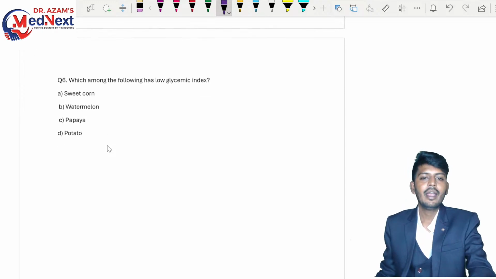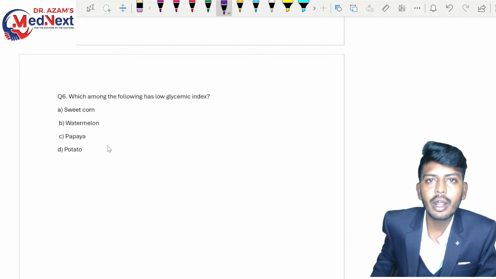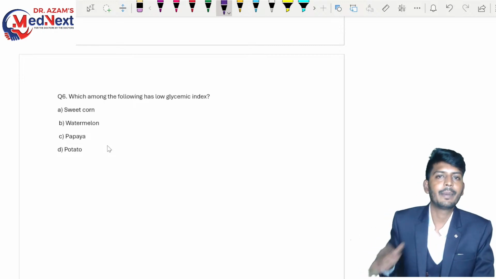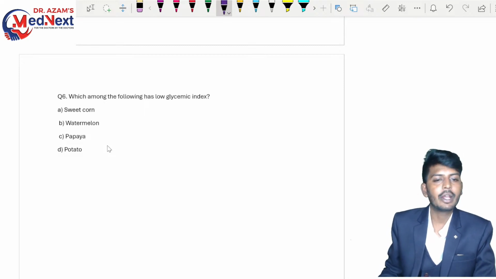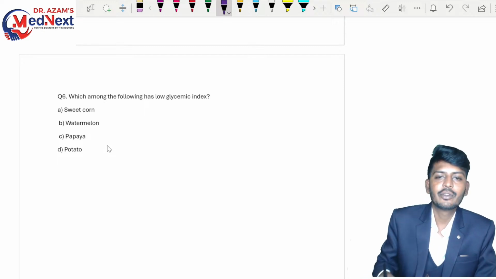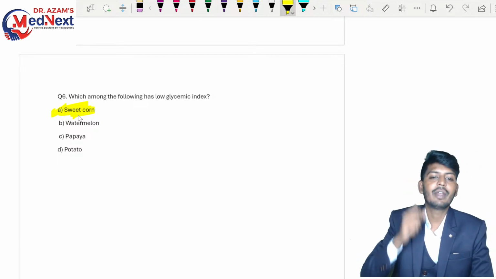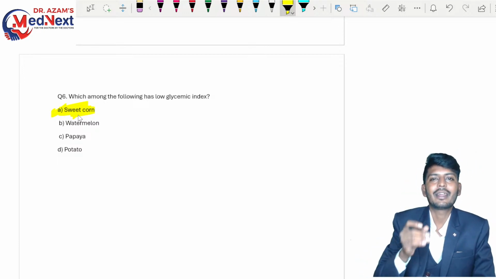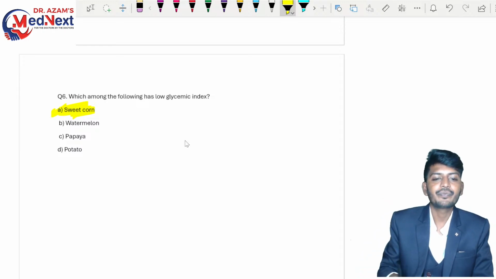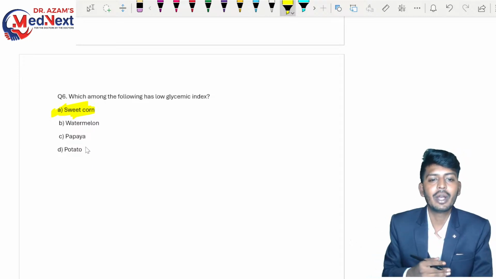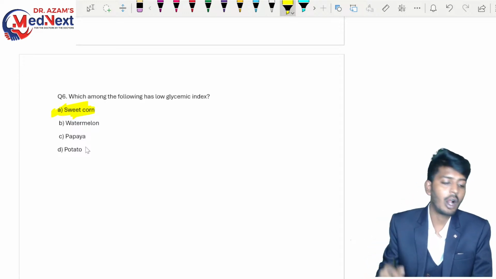Which of the following has a low glycemic index? एक है sweet corn, जो हम लोग खाते हैं. We have watermelon, papaya and potato. देखो, this is a direct fact based thing. So इसका आंसर होगा sweet corn. Sweet corn has a low glycemic index among the given options, less than around 50, and other things have above 50. Papaya has a lot of sugar. Watermelon also has a lot of sugar comparatively to the sweet corn. Potato is filled with a lot of carbohydrate.